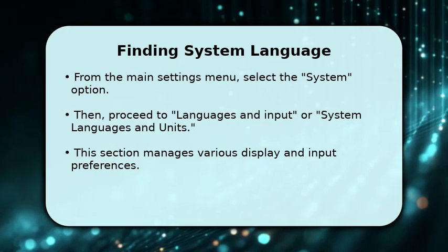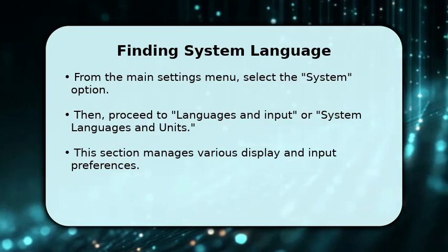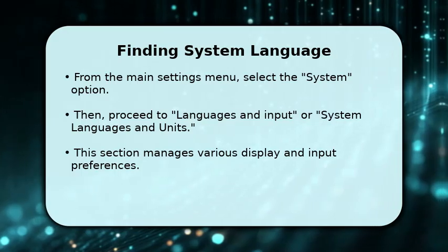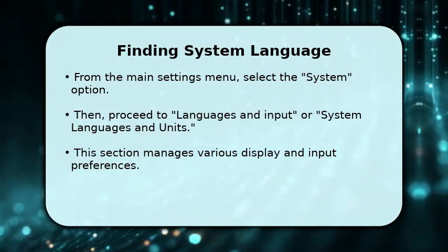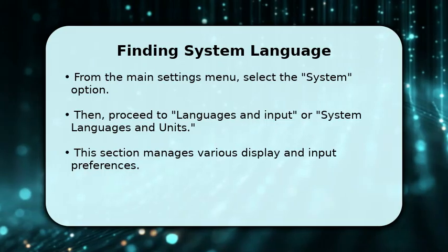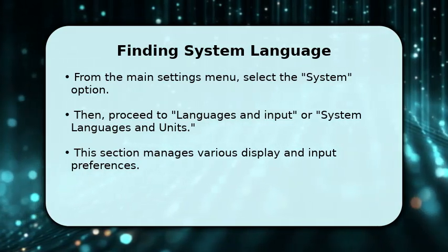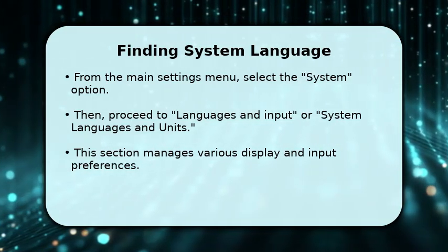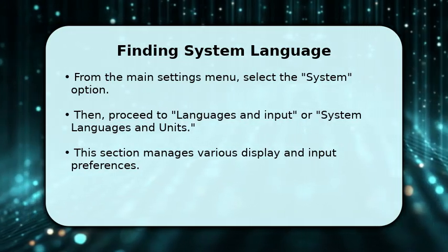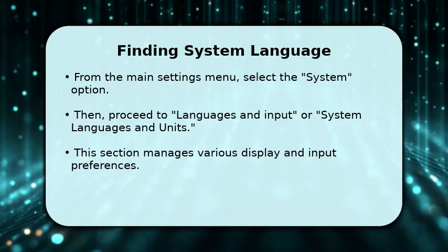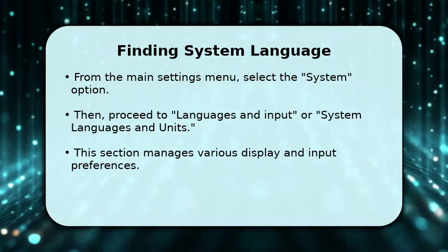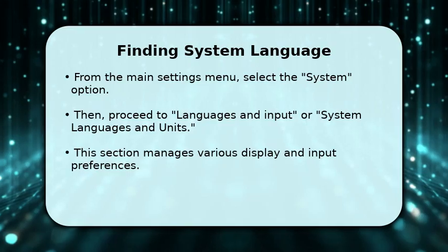Once you're in the main settings menu, the next crucial step is to find the system options. This category contains many of your car's core configurations and general preferences. Within the system menu, you'll then look for languages and input, or sometimes it's labeled as system languages and units. This is where all the language-related adjustments are housed, making it easy to find exactly what you need to proceed.